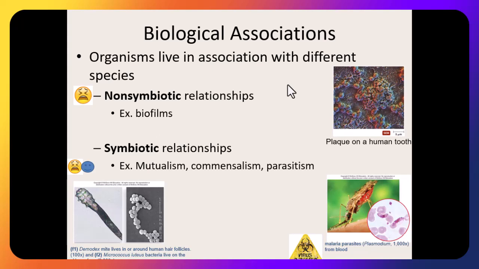Now, other than different physical requirements we have to give organisms, there are some biological associations too, meaning some organisms have to live with other organisms. They can't just grow alone. So a biological association, organisms are living in association with some other different species. Could just be a different bacteria, could be with a whole other organism, like a whole other species.